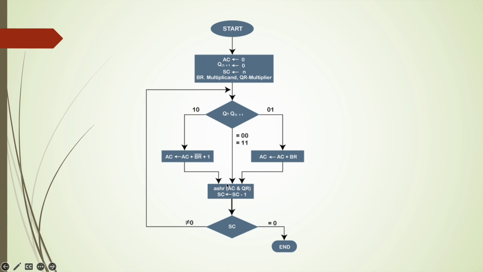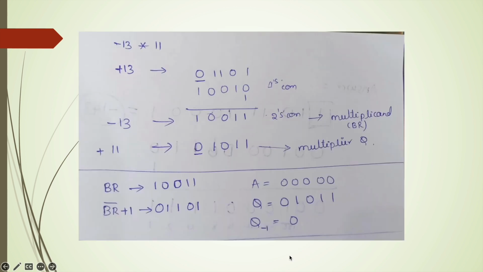So after every shifting, we decrement the sequence counter by 1, and then we'll check the condition for the sequence counter. If it is not 0, we have to repeat the loop. If it is 0, we have to end. Let us take an example. Again I'm taking the same example, -13 into 11. They will mention how many number of bits to be taken in the question. If not, you can take how many number of bits you want.